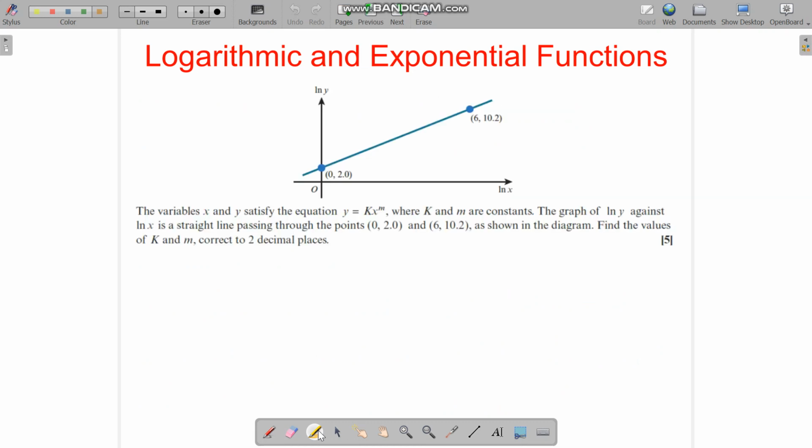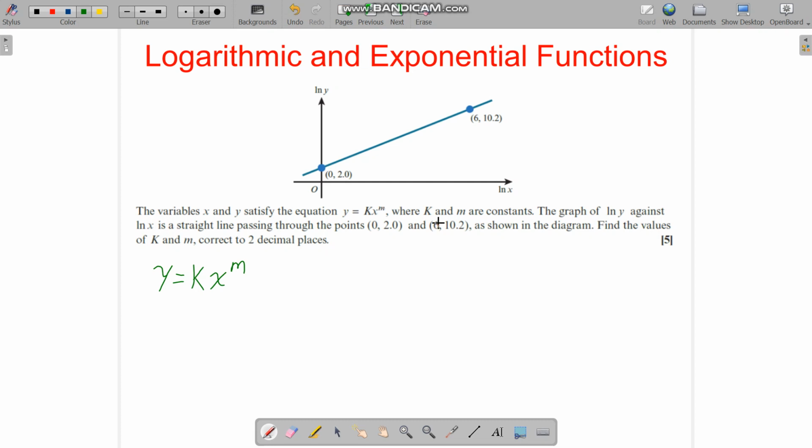So for example, here we have this question. The variables x and y satisfy the equation y equals K x to the power of m, with K and m constants. The graph of ln y against ln x is a straight line passing through the points. Find the values of K and m.